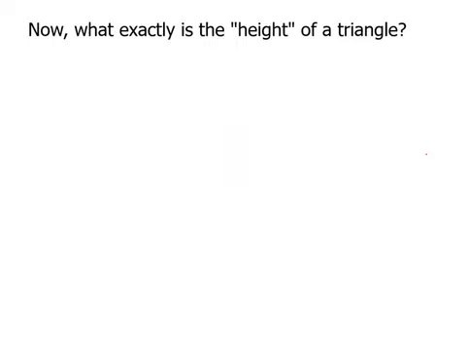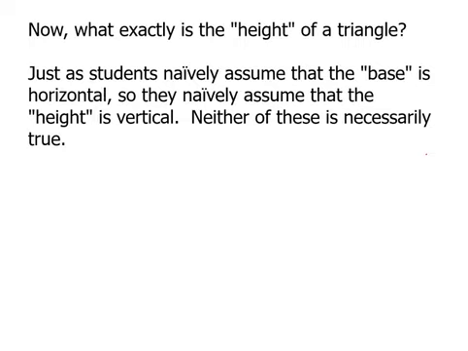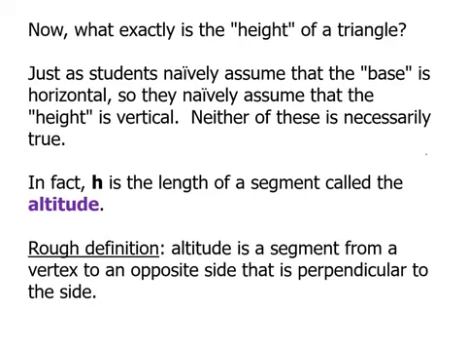Now, what exactly is the height of the triangle? Just as students naively assume that the base is horizontal, they naively assume that the height is vertical. Neither one of those is necessarily true. In fact, h is the length of a segment called the altitude. So approximately, the altitude is a segment from a vertex to an opposite side that is perpendicular to that side. In other words, whichever side we're using will be the base, and then the altitude is perpendicular to the base, and it goes through the opposite vertex.